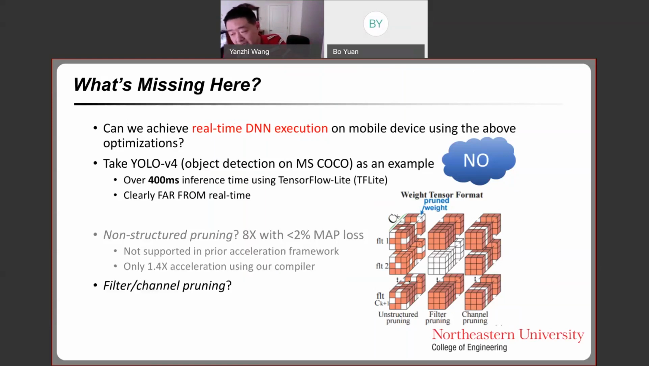If we test filter or channel pruning, what is the situation? There is a huge accuracy degradation, almost a 20-point reduction in the mAP with 8 times compression. This is clearly not acceptable. Although it is still better than the current work on SSD or MobileNet SSD, we think that a 20-point accuracy degradation is very difficult to accept and to deploy in real life.